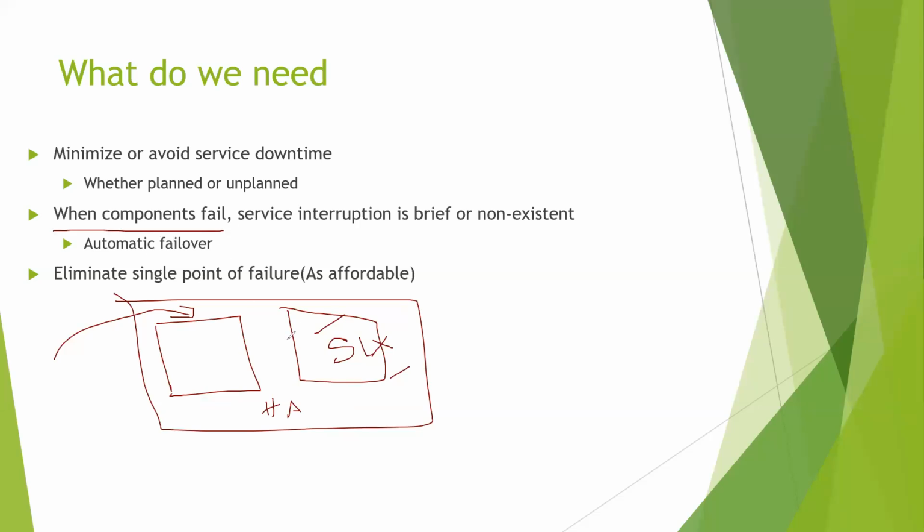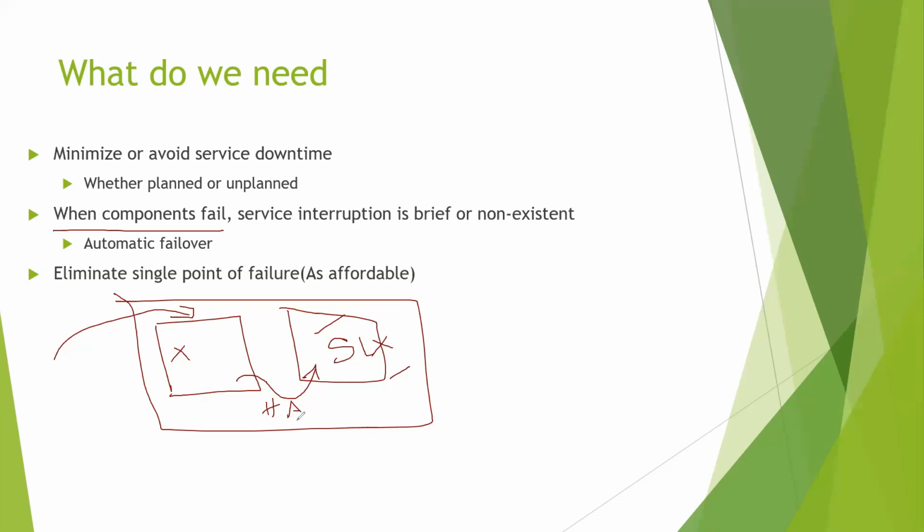Now, when components fail, right? That was a planned activity, so we have another side of the coin, the unplanned. Unplanned, it can be anything. Anytime it comes, in any situation, right? If this server has some issue, then it triggers automatically.